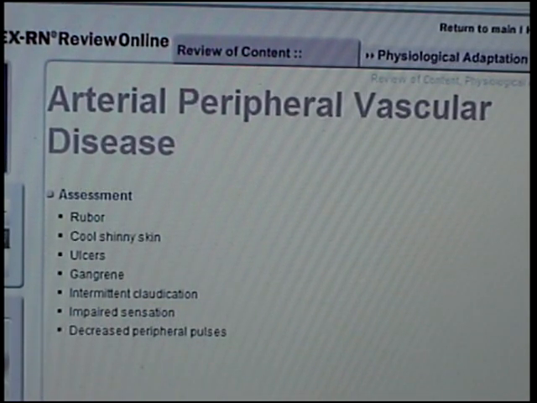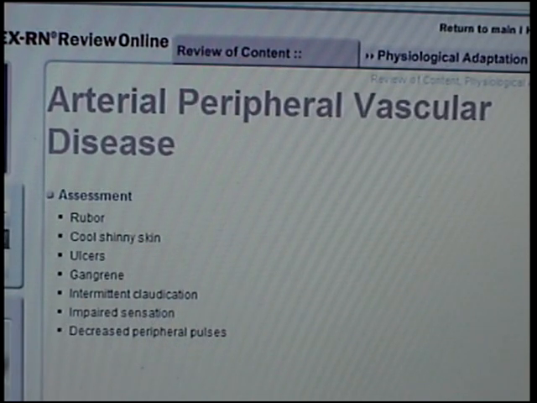There will be intermittent claudication, and you'll remember that that is pain with exercise that is relieved by rest. There may be impaired sensation and a decrease in the peripheral pulses. The types of arterial peripheral vascular disease you may see are Raynaud's disease, Berger's disease, and arteriosclerosis. The predisposing factors to this type of problem: smoking, exposure to cold, emotional stress can play a component, diabetes mellitus, a high-fat diet, hypertension, and obesity.